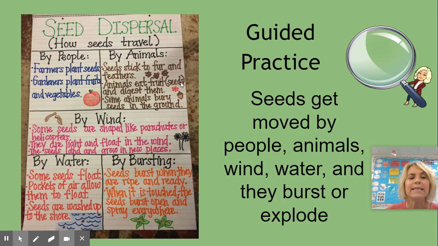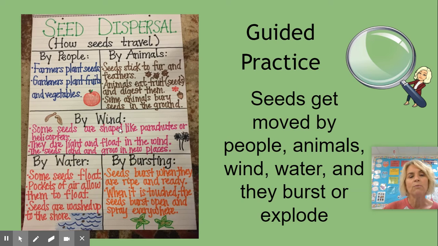Also, animals eat fruit and there's seeds in the fruit and they digest them. And then as you saw in our video, the animals poop and the seeds come out. Some animals bury seeds in the ground. I've been seeing a few acorns already. That means the squirrels are going to take an acorn from a tree and move it somewhere else. And when they do that, then they plant the seed somewhere else.